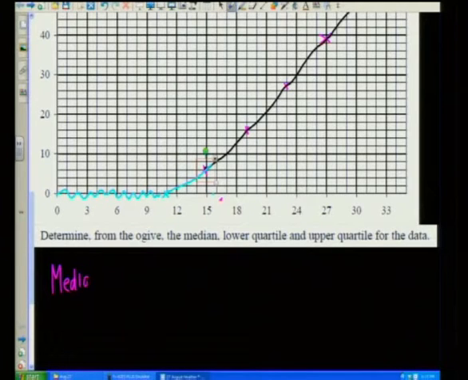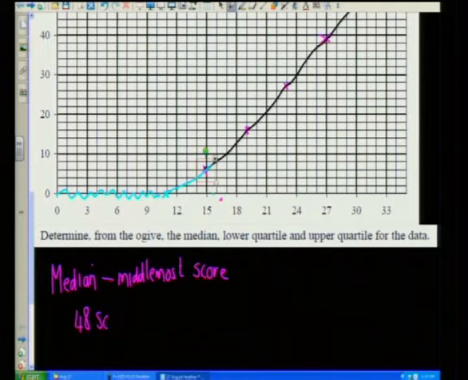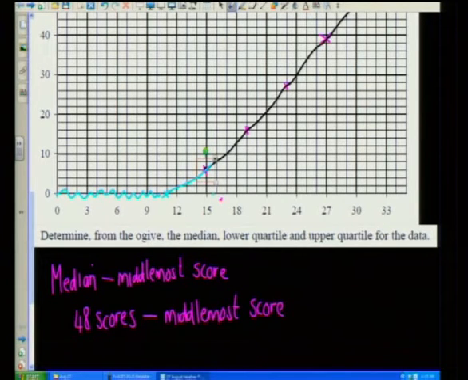Okay. Now, our median is our middlemost score. It's not our average. It's our middlemost score. Now, notice that we have 48 scores. So that means that my middlemost score is going to happen in the halfway position. So if I take 48 and divide it by 2, I get 24. And so it's going to happen in the 24th position.